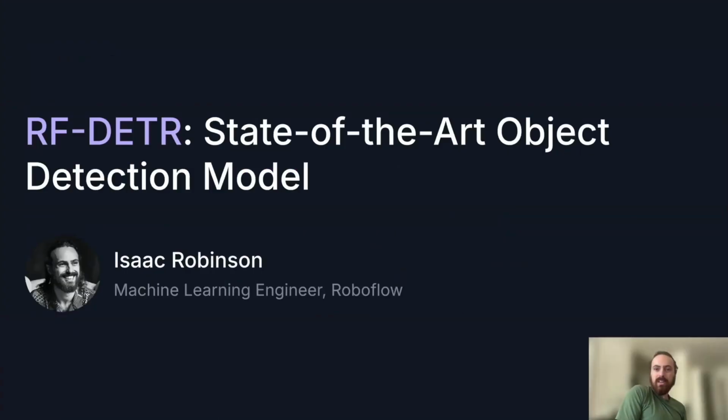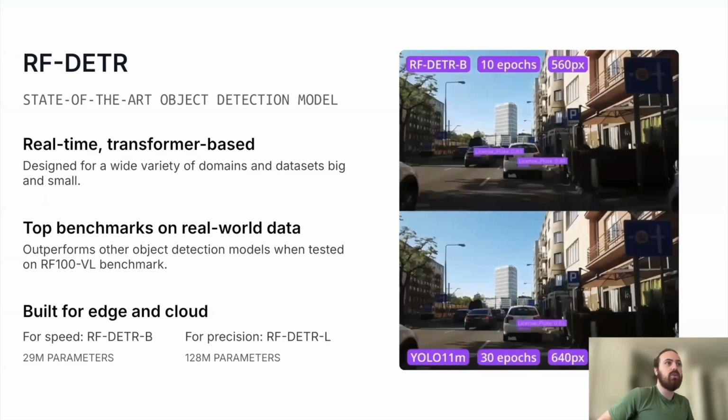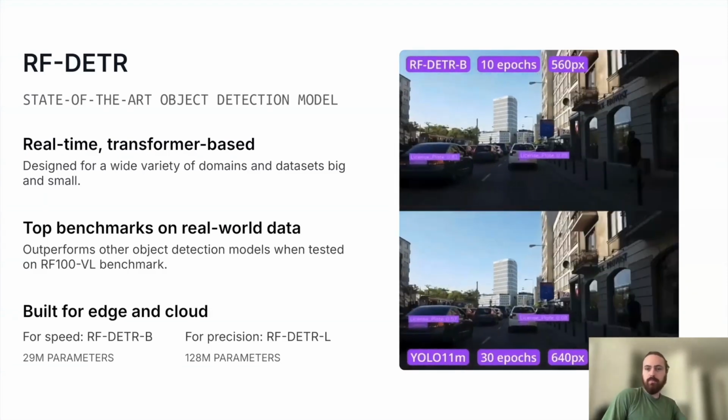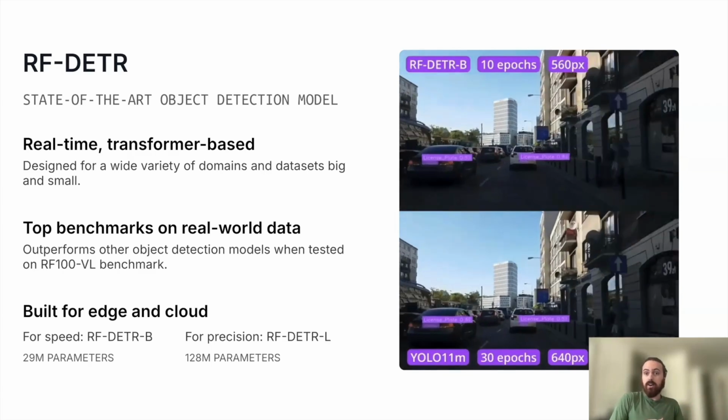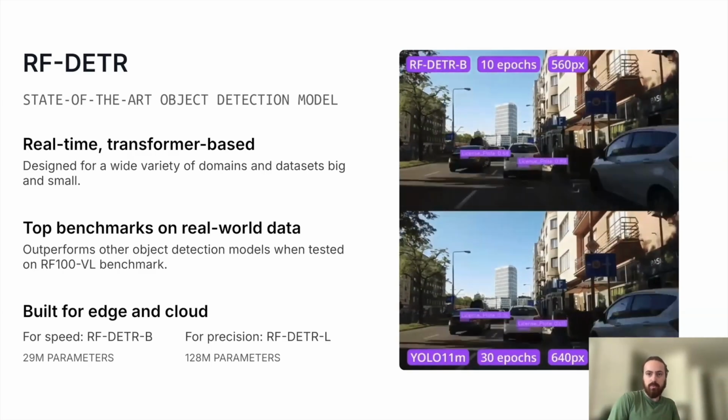Hi, I'm Isaac Robinson. I'm a machine learning engineer at Roboflow, and I'm going to talk about our new state-of-the-art model, RF-DETR, which stands for Roboflow DETR. RF-DETR is our new object detector. It's built on top of the DETR framework of models as opposed to the YOLO framework.